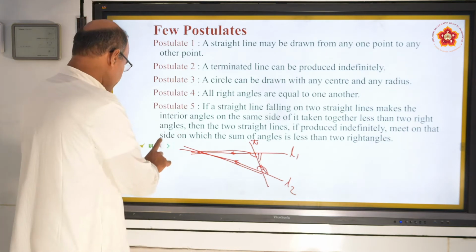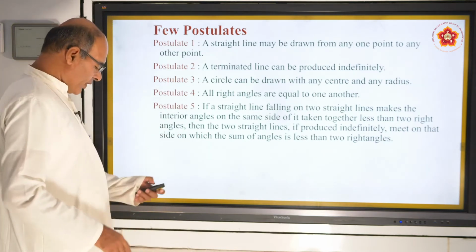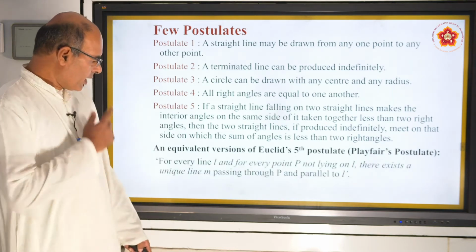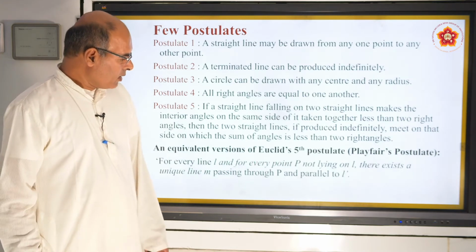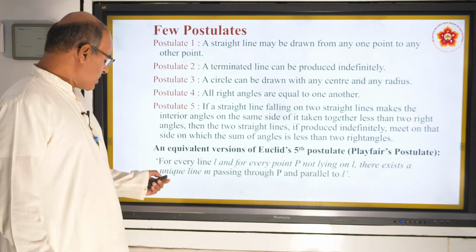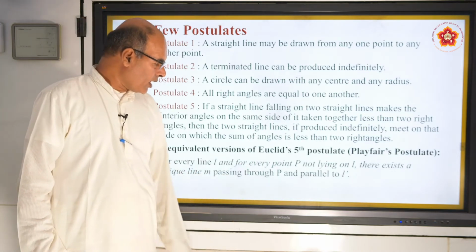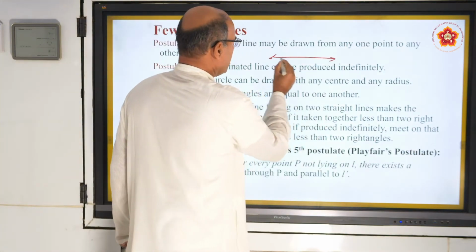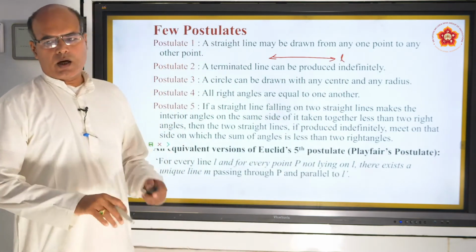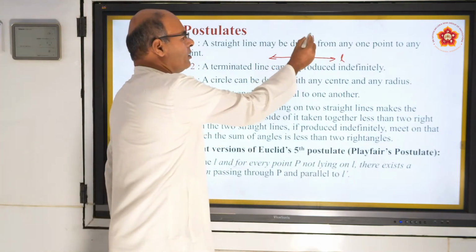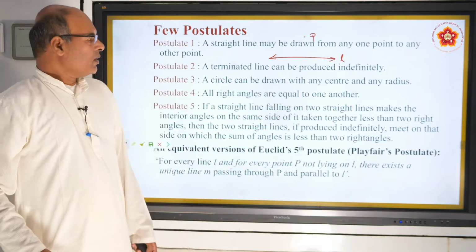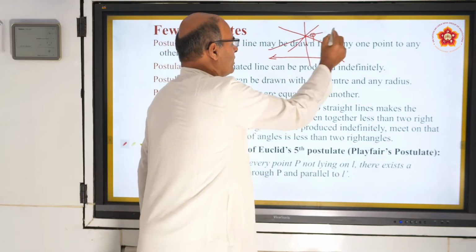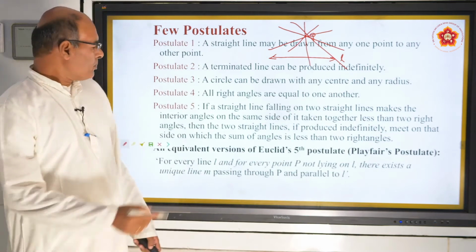One of the famous equivalent versions of this postulate is Playfair's postulate. It states: for every line L and for every point P not lying on L, there exists a unique line passing through P and parallel to L. If there is a line L and a point outside that line, suppose here is a point P, then among all the lines which can be drawn through P, only one line is parallel to L.